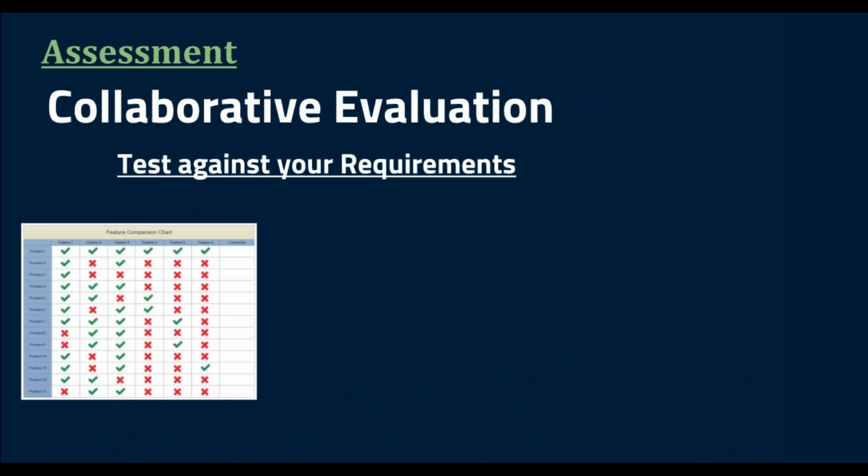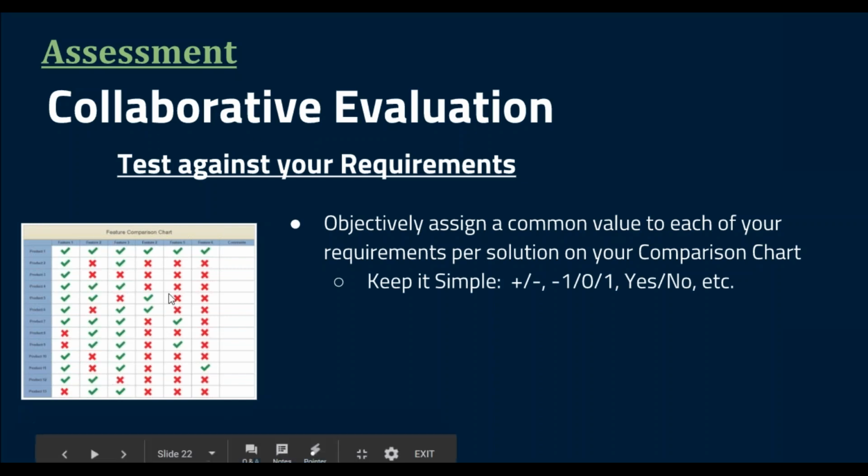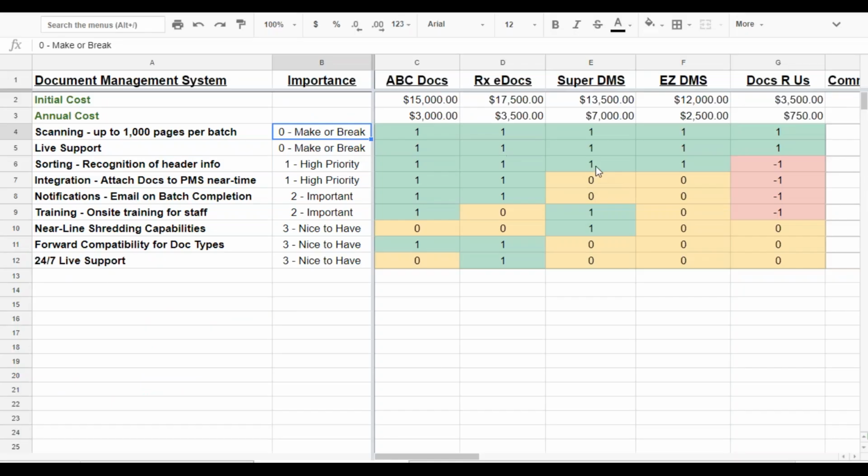All right, so as you're going through your demo, as you have a test drive of the software, this is when you just test against your criteria. So you want to objectively assign a common value to each of your requirements, and I'll show you on our example here shortly. You want to try to keep this simple. So this one is very simple. You've got check marks and you've got red X's, okay? Very clear. This is just a yes, no. Now you're using something very simple. You could have a plus or minus, you know, that this is a benefit of this one, whereas this one, it's not that good. In my example, I'm using one that's slightly more complex, but only 3 options. I've got 1, 0, and -1.